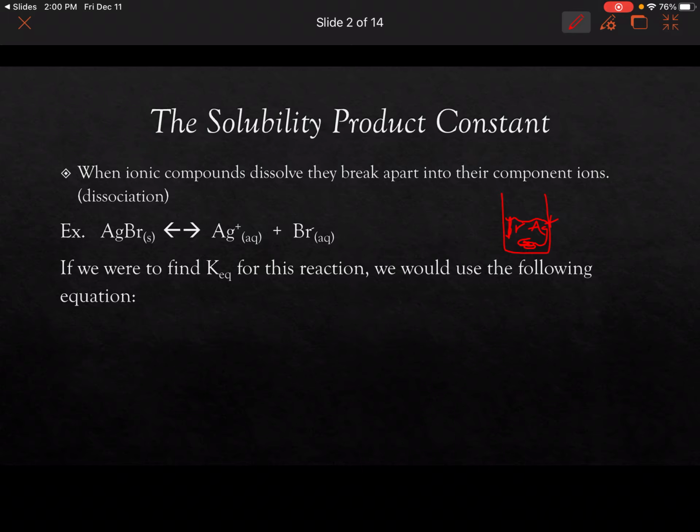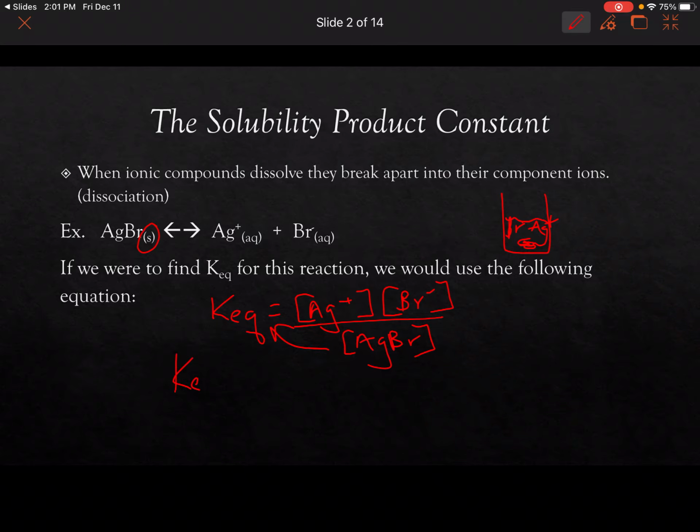Now, if we were to find the KEQ for this reaction, we'd use the following equation. KEQ is equal to products over reactants. So Ag plus multiplied by Br minus, and then that would be over the reactant, which is AgBr. However, hopefully you'll have noticed that this is a solid, which means we can't actually include it in that KEQ expression. So we're going to bring it up here because it's a constant, right? The concentration of that AgBr, because it's solid, is not going to be changing.